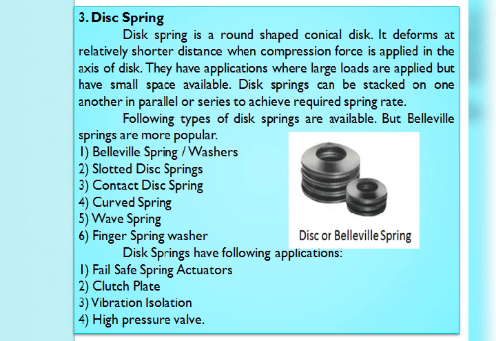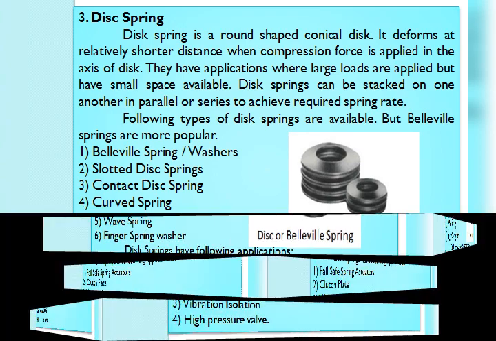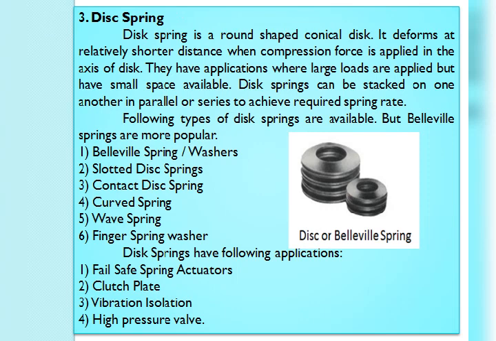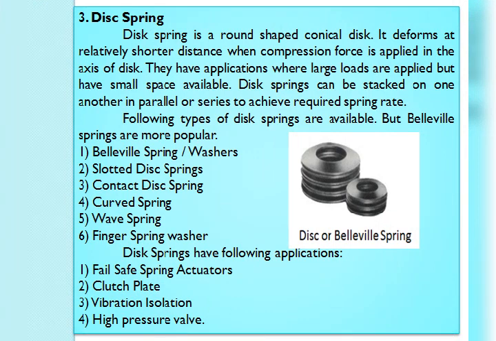The last variety in types of springs is the disc spring. In the figure, it is clear how the disc spring looks. Here, it is a type of Belleville spring. A disc spring is a round-shaped conical disc. It deforms over a relatively short distance when compression force is applied along the axis of the disc. They have application where large loads are applied but only small space is available. Disc springs can be stacked on one another in parallel or series to achieve the required spring rate.